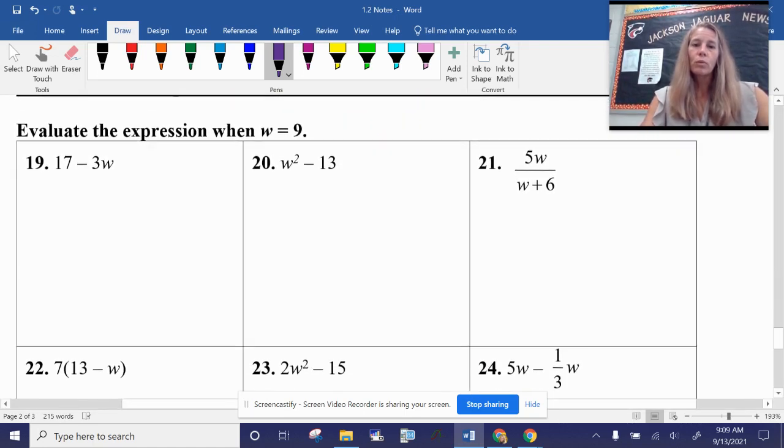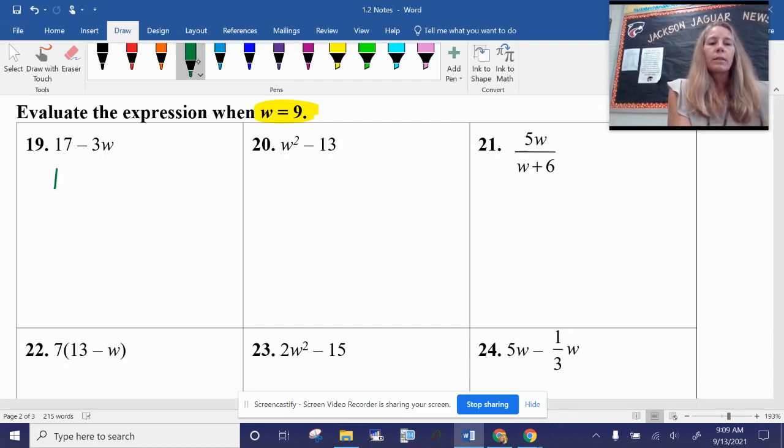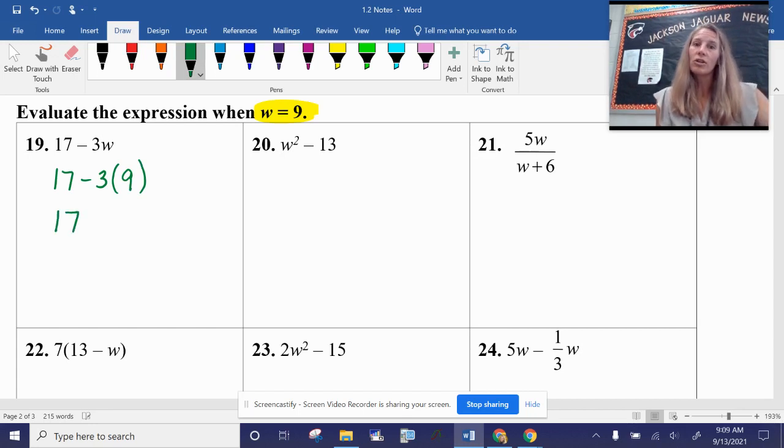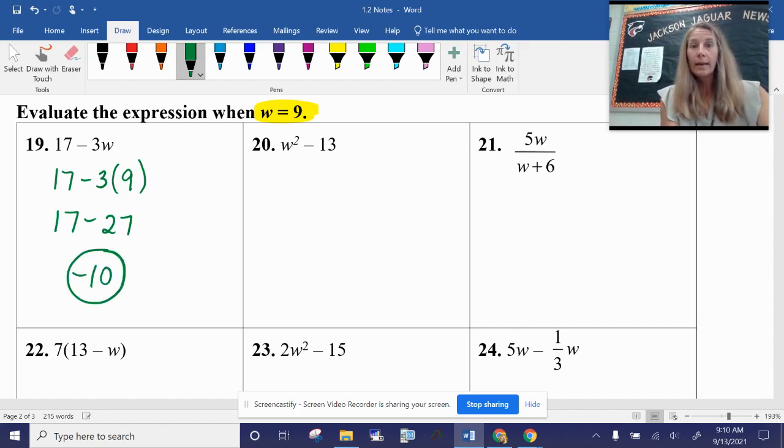So the first few problems, we're just going to use W equals 9 for all 6 of these. So for number 19, again, I'm going to use parentheses every single time I substitute a number in to evaluate. Now I have to do my multiplication first here. So instead of seeing the multiplication sign, I see 3 and the 9 with the parentheses. That tells me that's multiplication. 3 times 9 is 27. Now, since I'm subtracting a larger number from a smaller number, that just means my answer is going to be a negative 10.